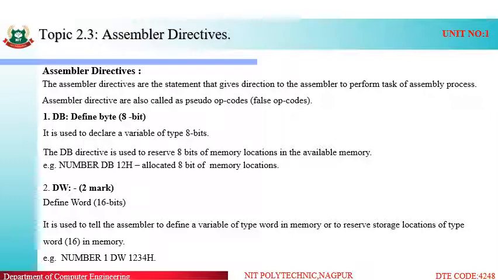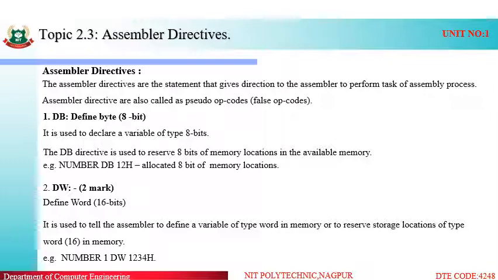So x db 12h, that means x is a variable defined as byte, meaning an 8 bit variable, but in hexadecimal we represent 8 bits in 2 digits. One hexadecimal digit equals 4 bits, so 2 hexadecimal digits will be 8 bits. So variable name, db, and any number, 12h.